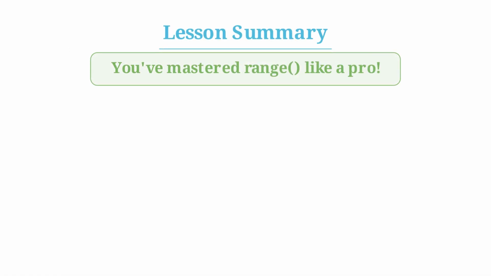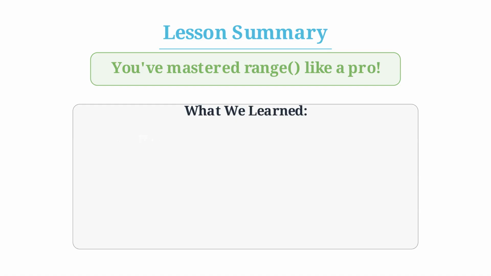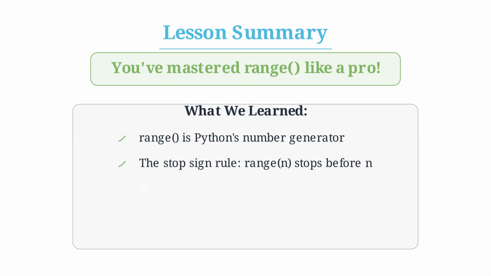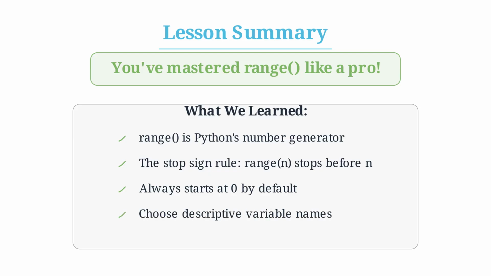Incredible work. Range is Python's number generator. The stop sign rule means it stops before the number. It always starts at 0, and we choose descriptive variable names. You've mastered range like a pro.